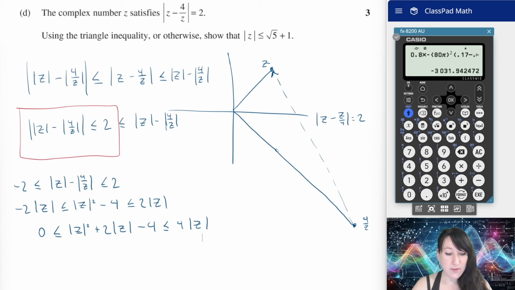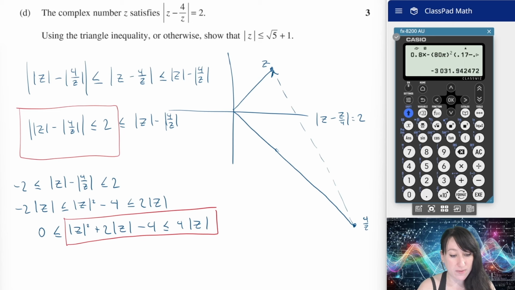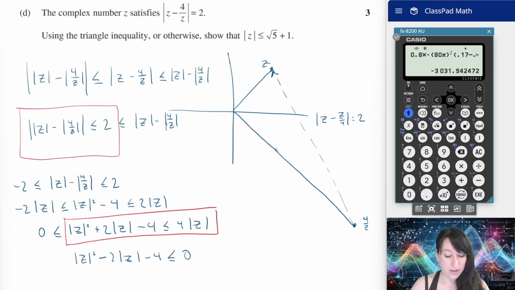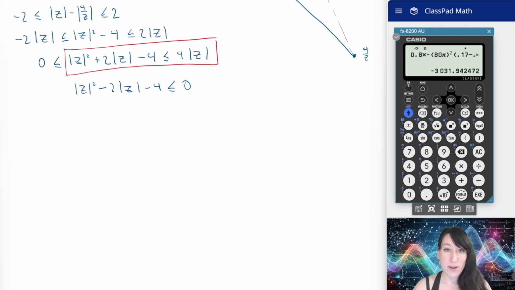Now, let's focus on this part of the inequality, the fact that this expression in the middle is less than or equal to 4 times the absolute value of z. So that if we rearrange it, we would have absolute value of z squared minus 2 times the absolute value of z minus 4 is less than or equal to 0. We could see this as a quadratic. Let's find when it would equal 0, so we can then find out when it's less than or equal to 0.